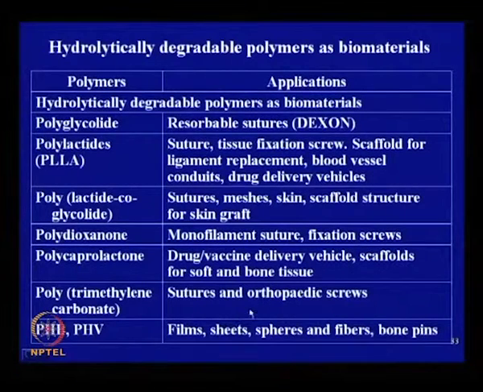Polytrimethyl carbonate for suture and orthopedic screws, polyhydroxybutyrate, polyhydroxyvalerate, and copolymer of polyhydroxybutyrate and polyhydroxyvalerate. These are bacterial polyesters, synthesized by bacteria, bacterial polymers. These can be formed into films, sheets, spheres, fibers as well as bone pins.